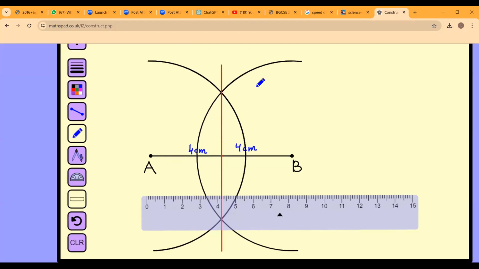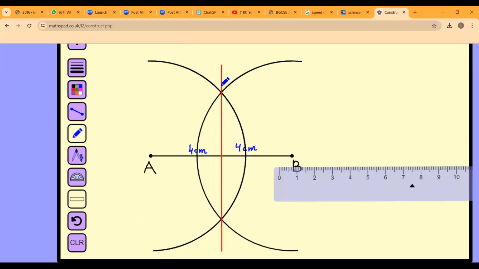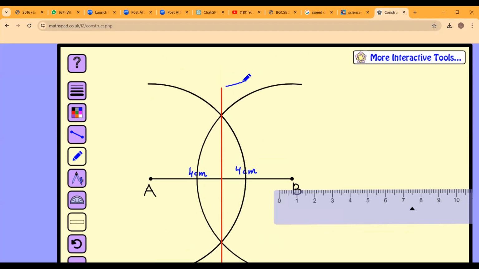So again, how did we do it? The first thing that we did was that we drew an arc. We draw an arc here, and then we draw another arc here. And then we draw a line in the middle, connecting the arcs and also bisecting the line. So we call this line right here the bisector.